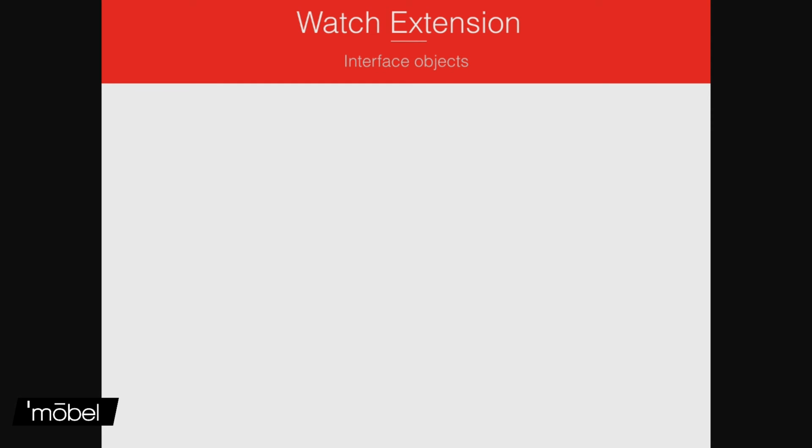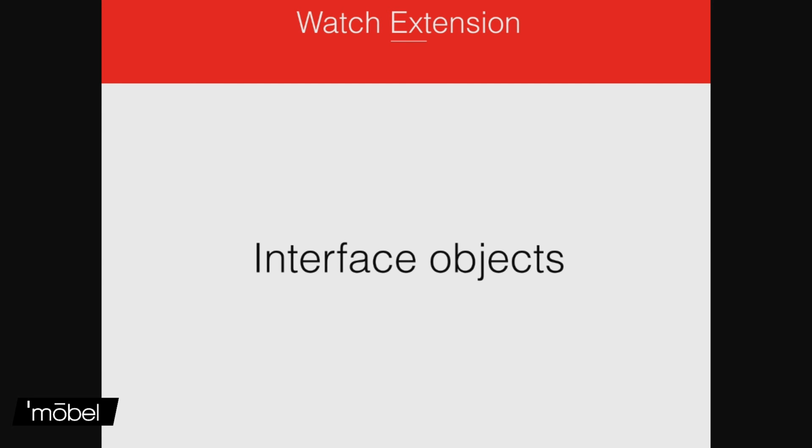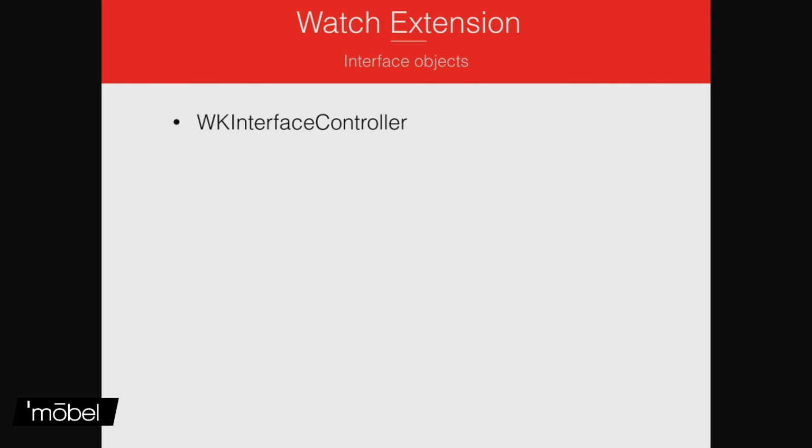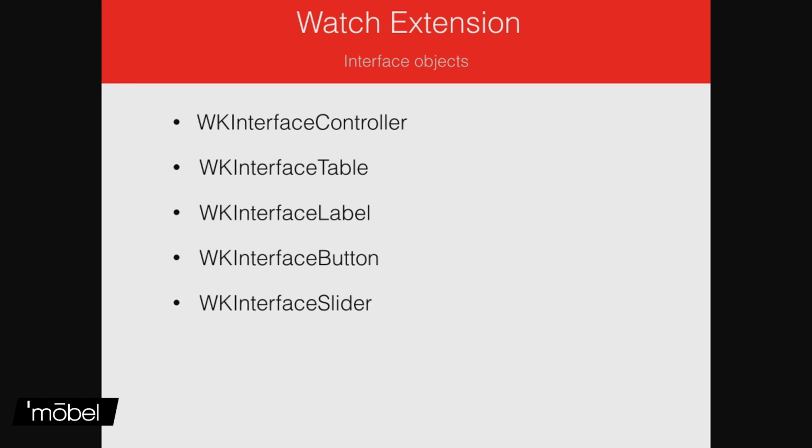When you make an Apple Watch app, you have access to different interface objects. You can make your screens in an interface controller, which is not a UIViewController, but you can compare it to it. Interface table, a label, a button, a slider, an image, and a picker. And those are the items you can use to make an Apple Watch app. It doesn't know UIKit, but it knows WatchKit, and in WatchKit are these elements.